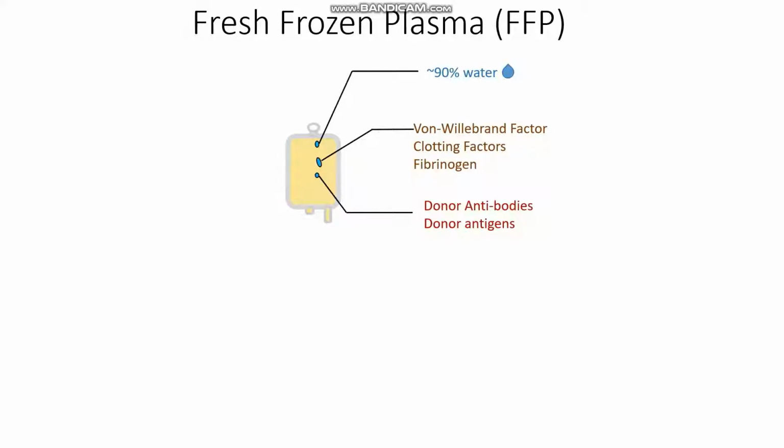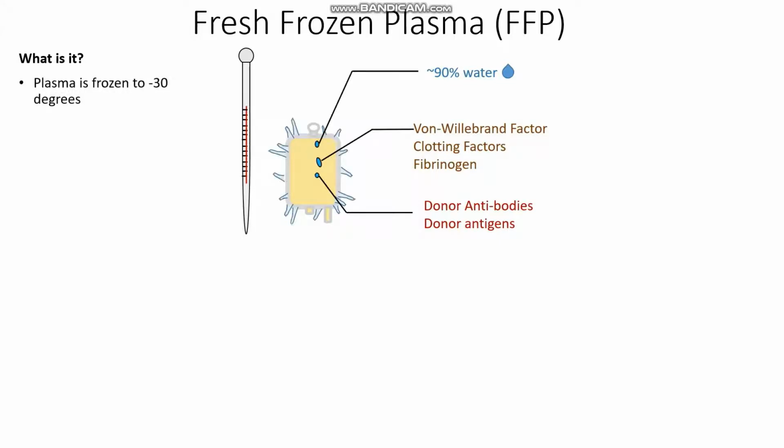So what actually is fresh frozen plasma? Well, fresh frozen plasma is when we take a bag of plasma and we freeze it at minus 30 degrees. Once it's frozen at minus 30 degrees, we can store it for up to 1 year. When we thaw it out, we aim to use it within about 24 hours. However, it may in some cases be stored for up to 5 days after thawing. So what do we actually use FFP for?